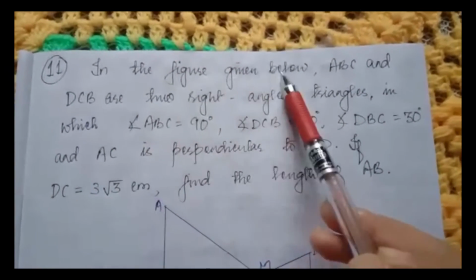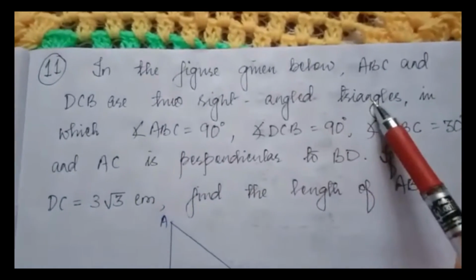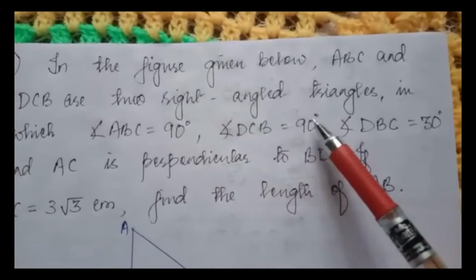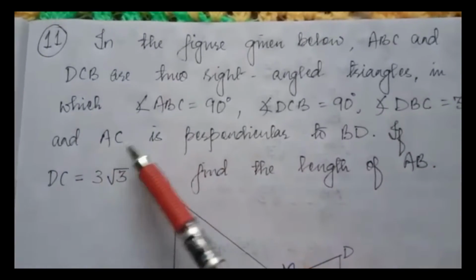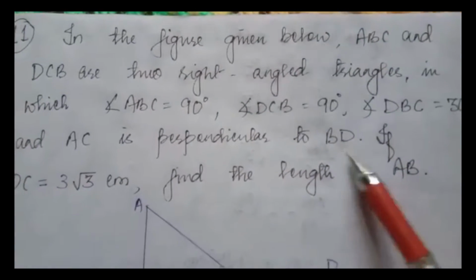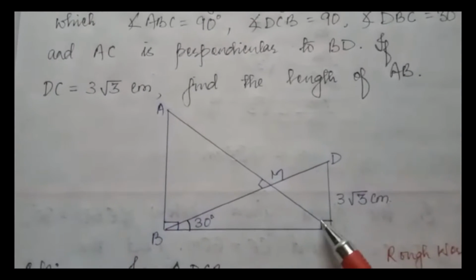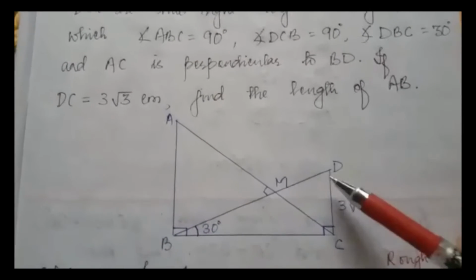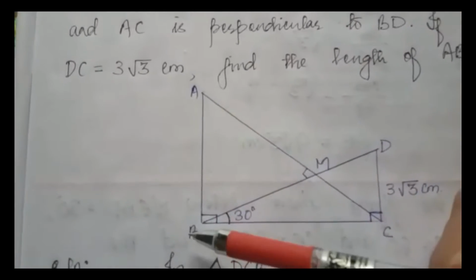In the figure given below, ABC and DCB are two right-angled triangles in which angle ABC is 90 degrees, angle DCB is 90 degrees, angle DBC is 30 degrees, and AC is perpendicular to BD. If DC is 3 root 3 centimeters, find the length of AB. So here the diagram is given, and this angle is 90, this is also 90, this angle is 30 degrees and CD is 3 root 3 centimeters. Now you have to find AB.